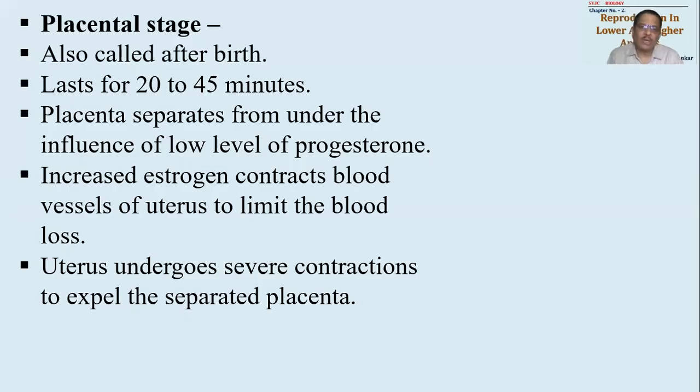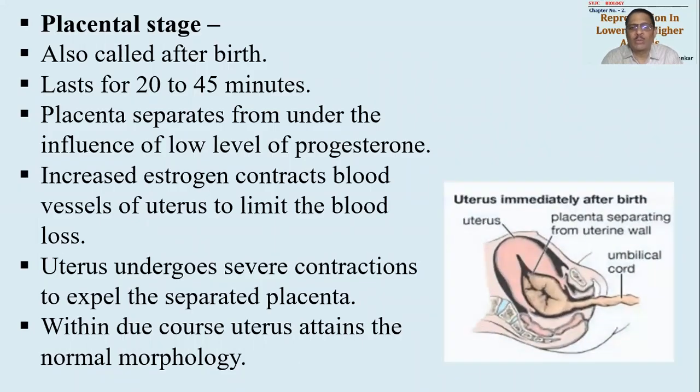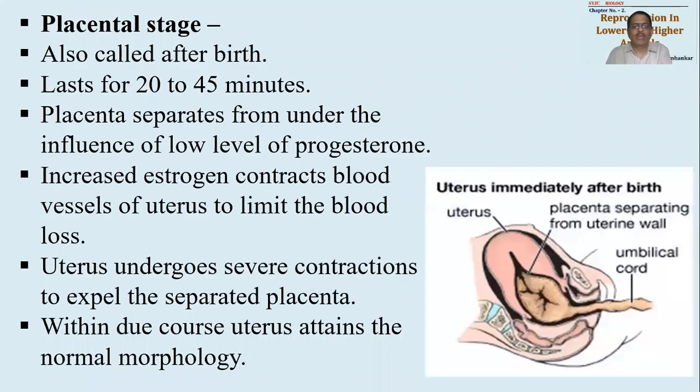Okay, now the uterus will undergo severe contractions so as to expel the entire dirt out. What is inside now we will call dirty, because it is no longer of any use, its work is done. So the entire chorionic villi, placenta and the part of the umbilical cord that remains inside, that entire thing will be given out, and in due course the uterus will try to attain its normal morphology. Normal morphology means it will want to return to its normal shape.